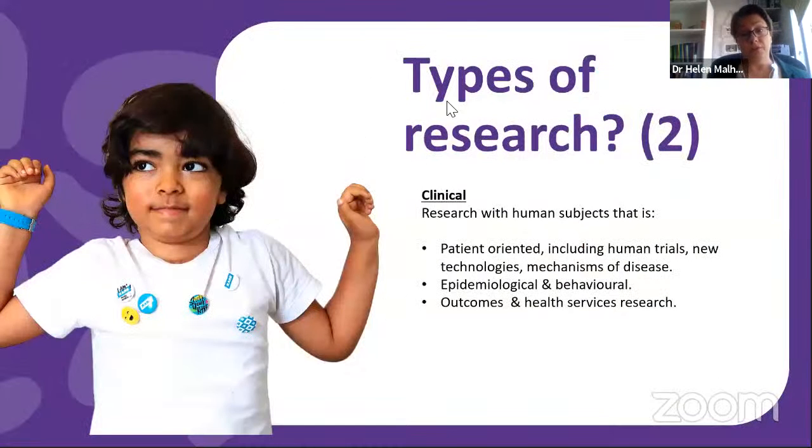You may also have heard of clinical research, and this is research that includes human subjects. And this is largely, or should be, patient-oriented and includes those human trials, new technologies, and the mechanisms or the life cycle of the disease. We're talking about epidemiology and behavioral research, so how diseases are represented in populations as populations change. And we're also talking about outcome research and health services research.